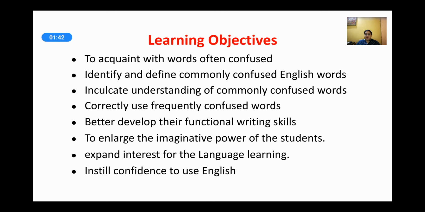The learning objectives of this session. First and foremost, to acquaint, as in to become familiar or aware, with words often confused, to identify and define commonly confused words. Yes, first and foremost we have to identify. Many times certain words look similar, but then we have to first identify that there are two different words and try to define both. We'll try to inculcate, that is try to put in ourselves, an understanding of commonly confused words. We'll try to correctly use frequently confused words.